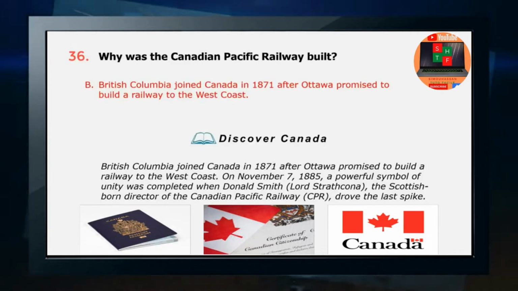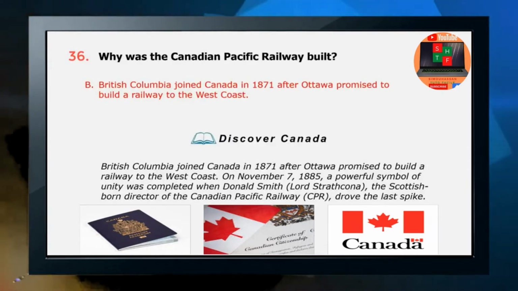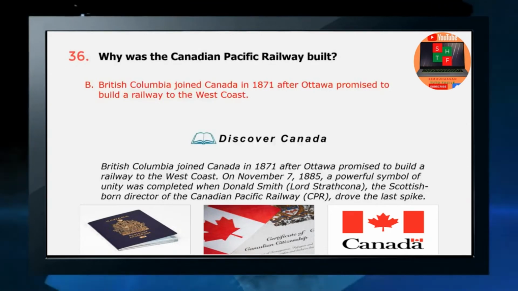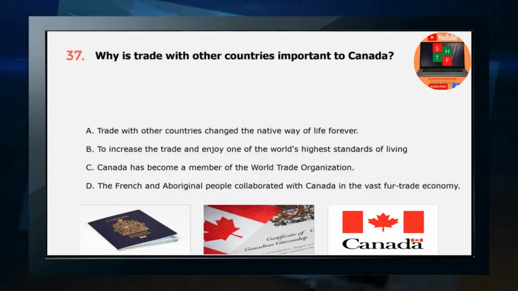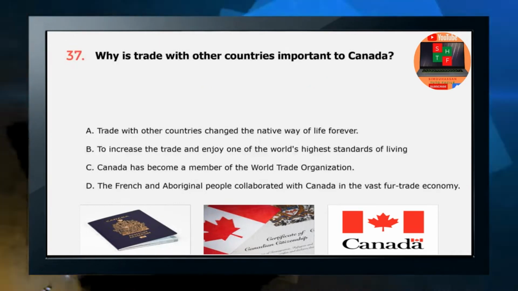The answer is B. British Columbia joined Canada in 1871 after Ottawa promised to build a railway to the west coast. Question 37. Why is trade with other countries important to Canada?